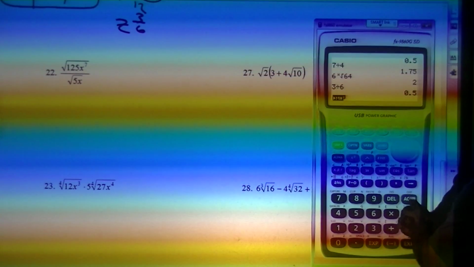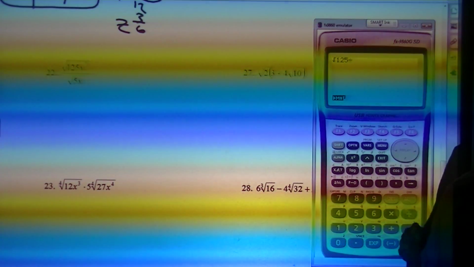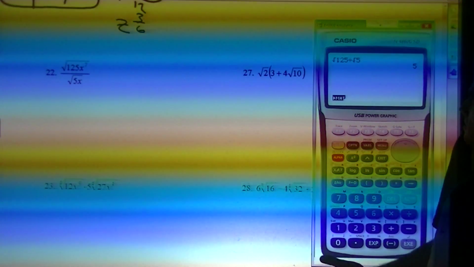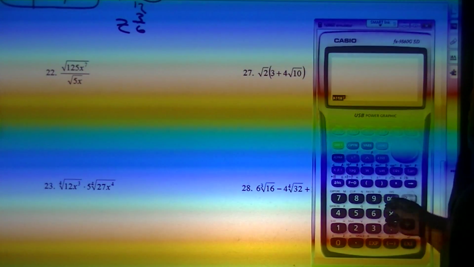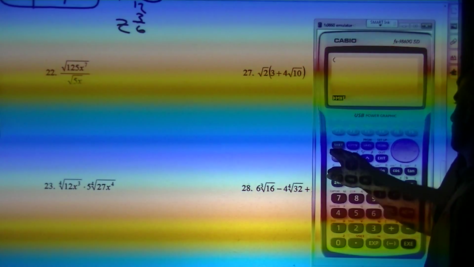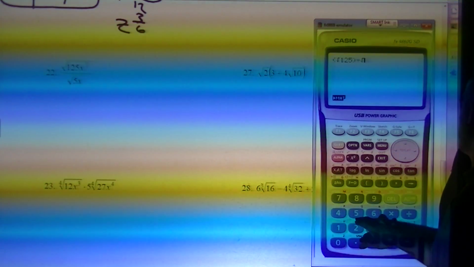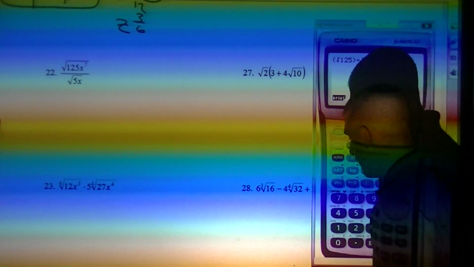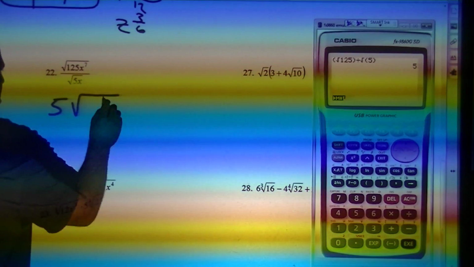All right, so what I'm going to do here is take the square root of 125 and divide by the square root of 5, and I'm going to find out, but that's just going to be 5. Actually, let me double check that. Let's do the square root of 125 divided by the square root of 5. Oh, yep, it is 5, so that's nice. So that's 5 on the outside.